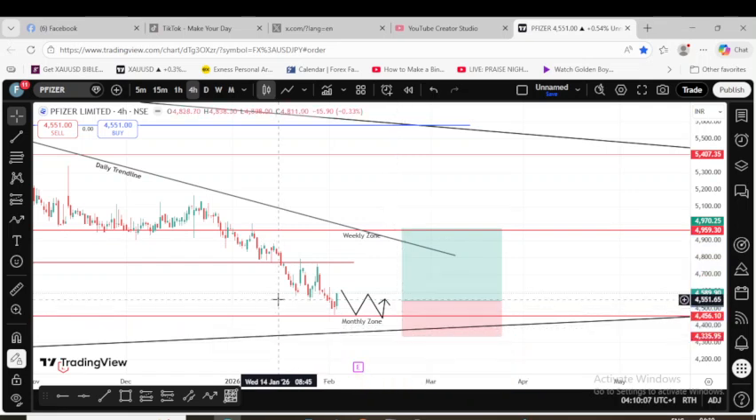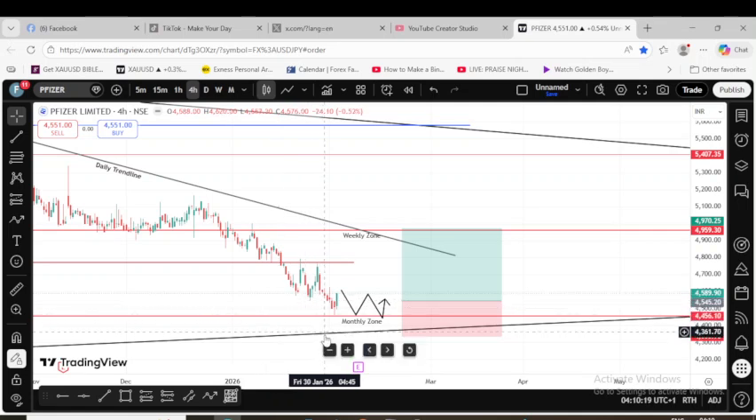Yeah. So that's it for top to bottom analysis on Pfizer Limited. Price is currently in an impulsive move, expecting a correctional move to be followed up by a new impulsive move.